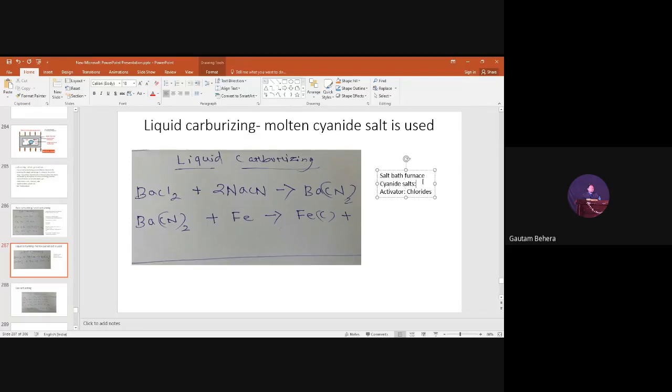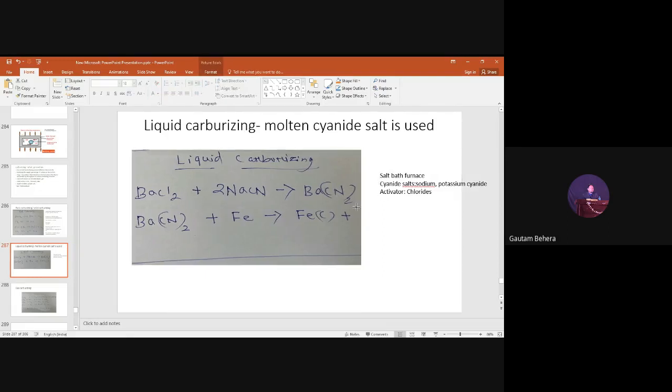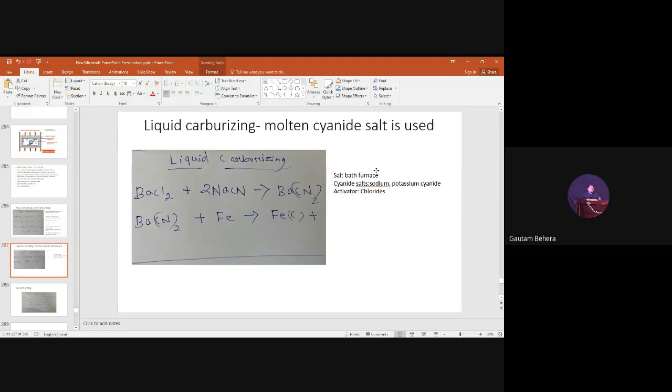And we need cyanide salts. That is basically which kind of salts we are choosing for this. We are choosing sodium or potassium. It depends. You can choose sodium or sometimes sodium and potassium both. Basically we choose sodium or potassium cyanide. It is a salt.